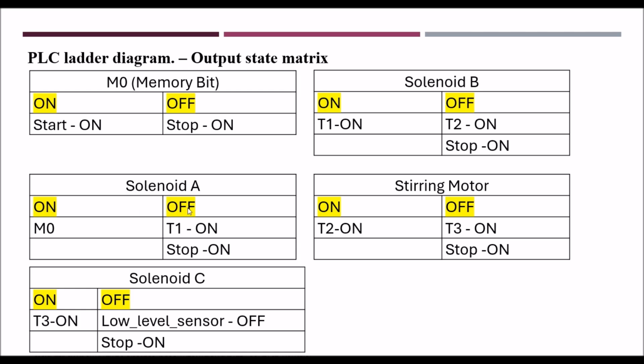But next is solenoid A. When should it be on? The moment you operate the start button, that is memory bit M0 is on, I'm going to switch on solenoid A. When should solenoid A be off? After T1, when T1 is completed, solenoid A should be off. And also whenever you press the stop button, solenoid A should be off. So that is the second instruction. For switching on, only one instruction; for switching off, two instructions are there. Like this, the conditions for solenoid B, solenoid C and the stirring motor are given.